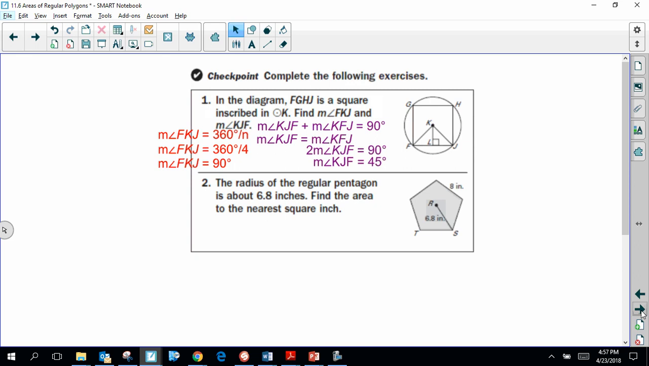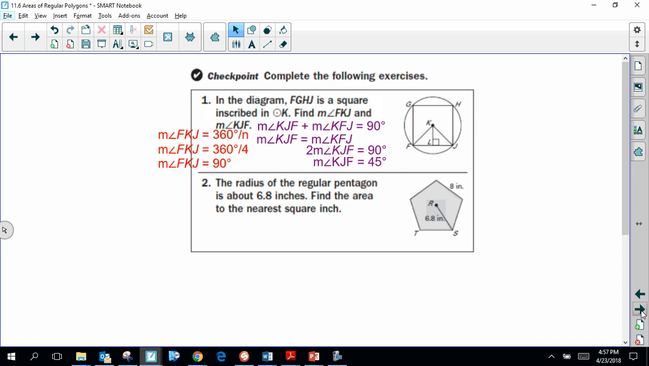And because KF and KJ are both radii of the same circle, or of the same square in this case, the triangle that we're working with is isosceles, so the base angles are the same. That's why I'm saying KJF is equal to KFJ. So both of those added together have to be 90, so that means KJF has to equal 45 degrees.